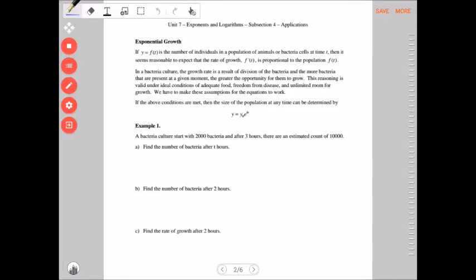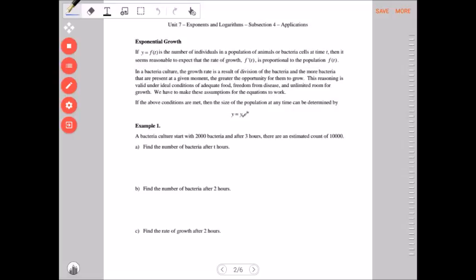So let's start with exponential growth. If y equals f of t is the number of individuals in a population of animals or bacteria cells, anything that grows exponentially, then it seems reasonable to expect that the growth rate f prime of t is proportional to the population. Words, words, words. I know it's a lot to take in.